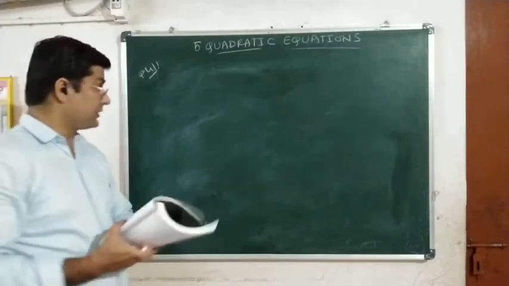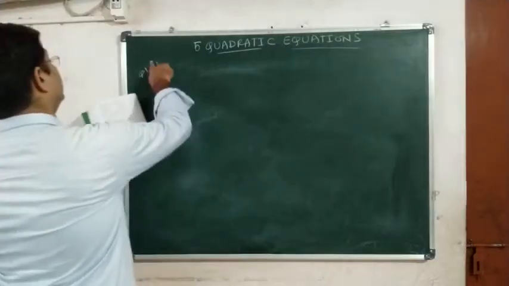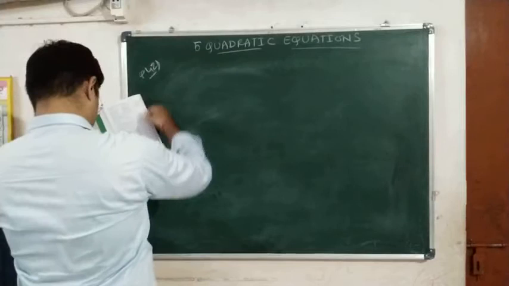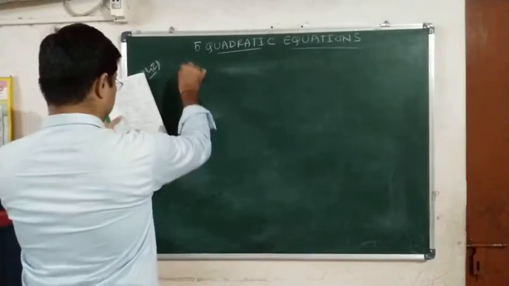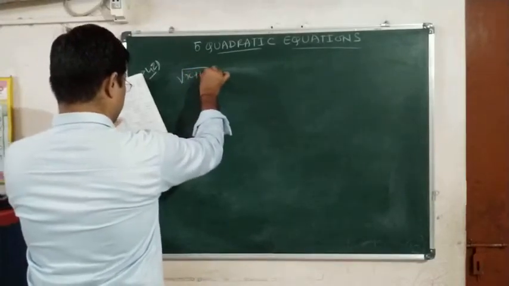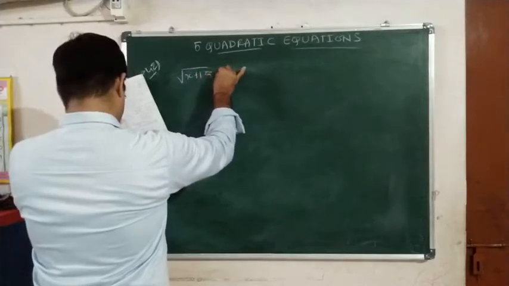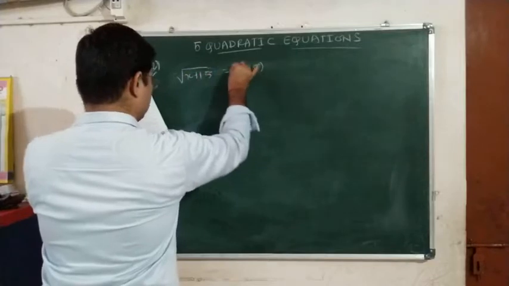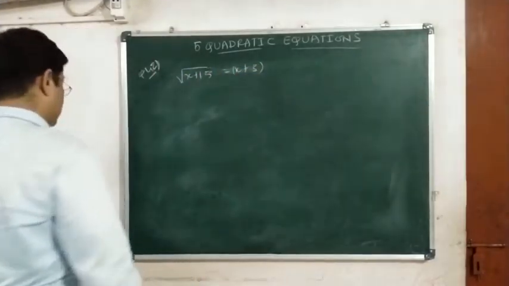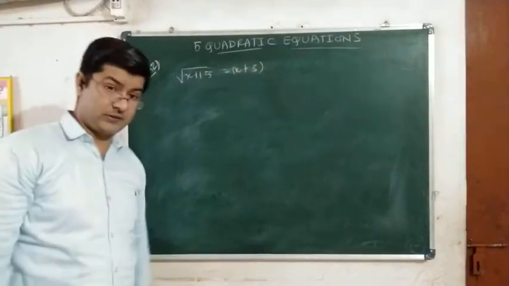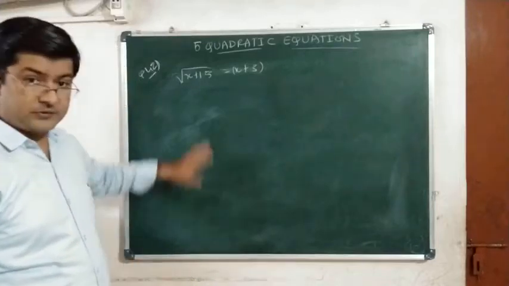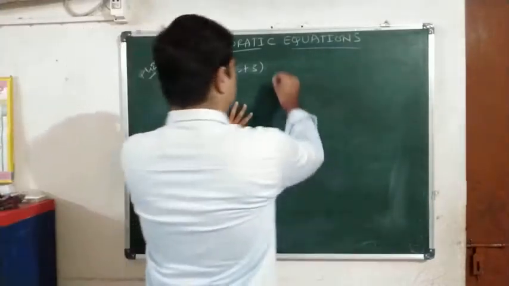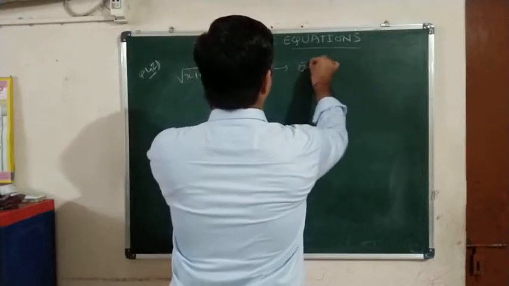Okay, now next question is question number 42. Square root of x plus 15 is equal to x plus 3. Okay, now solving such equations or roots of such equations are called extraneous roots.